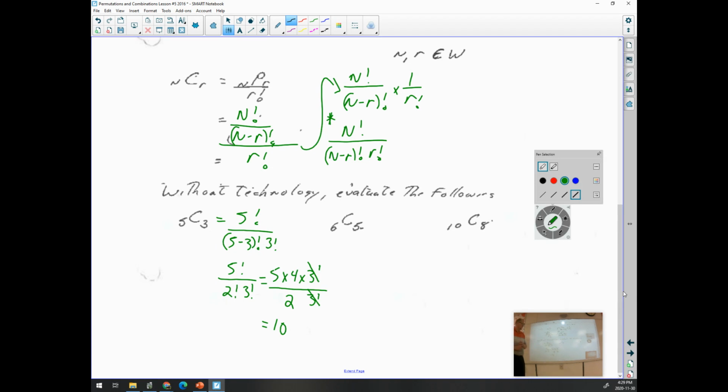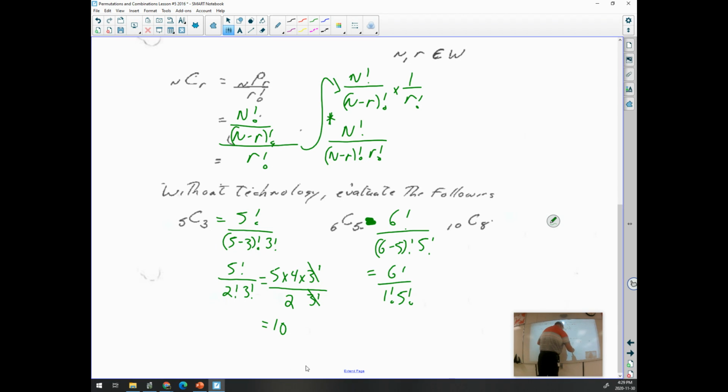6 choose 5. Same thing. Let's make that smaller. 6 factorial over 6 minus 5 factorial, 5 factorial. 6 factorial over 1 factorial, 5 factorial is equal to 6. And you should notice that this looks an awful lot like what we were doing when we were talking about arrangements with repetitions. Some of our problem solving, that was the answer, or this was the answer.